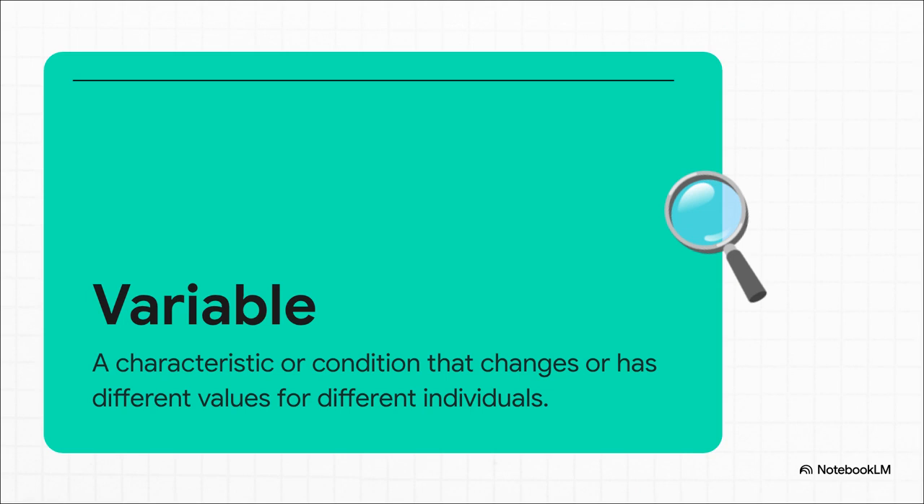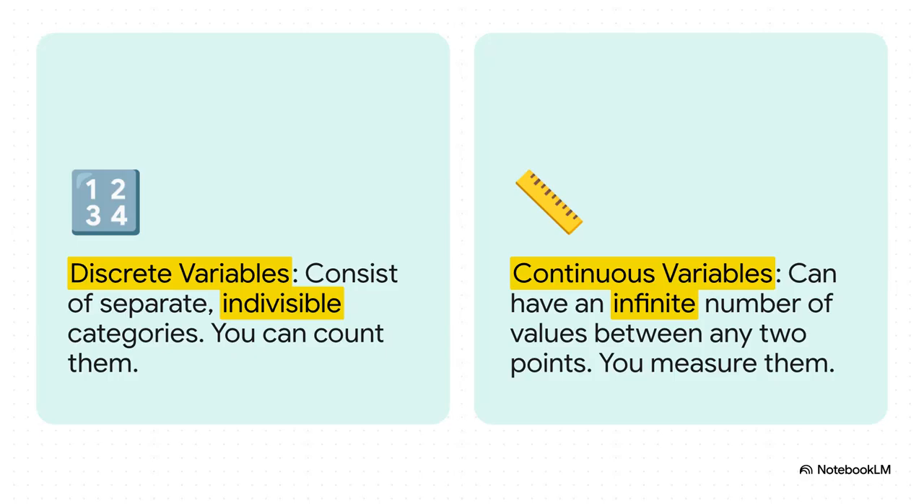In psychology, variables are everywhere. Stress levels can go up or down. IQ scores are different from person to person. Mood changes. The number of times you go to therapy, that can change. If it can have different values, guess what? It's a variable. And these variables basically come in two main flavors.